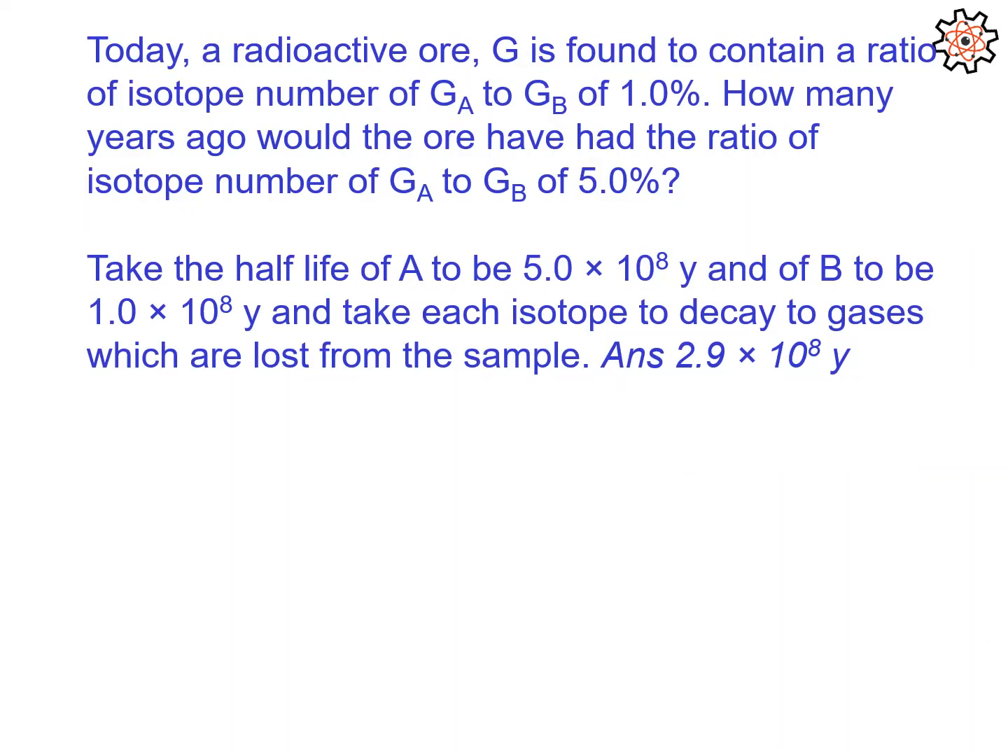This is a question given in your notes intended for you to do, but we're going to go through it here now. Today, a radioactive ore is found to contain a ratio of isotope number of Ga to Gb of 1%. How many years ago would it have been 5%? Well, if that ratio is greater some time ago, it means that Ga is decaying faster than Gb. And we're given the half-lives there for the two samples.